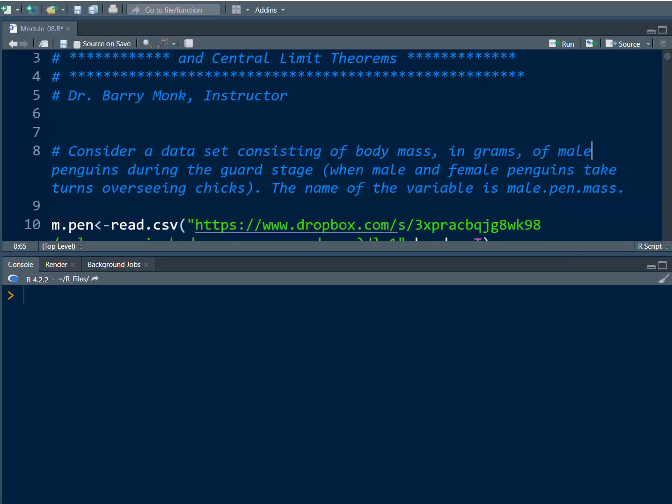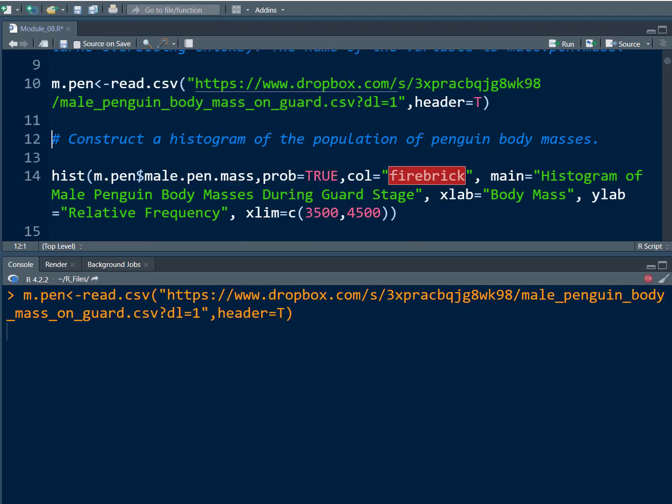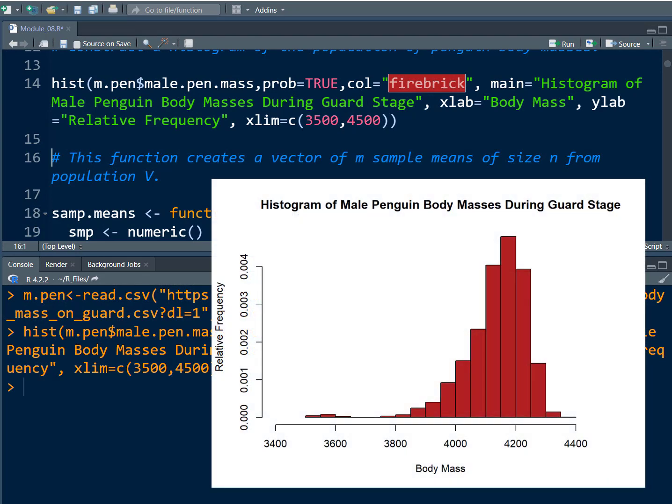We're going to load the data from a population of the body mass in grams of male penguins during the guard stage. That's the stage when male and female penguins take turns overseeing chicks. We can start by taking a look at the shape of the population. Here we see that the male penguin body mass population is skewed to the left.